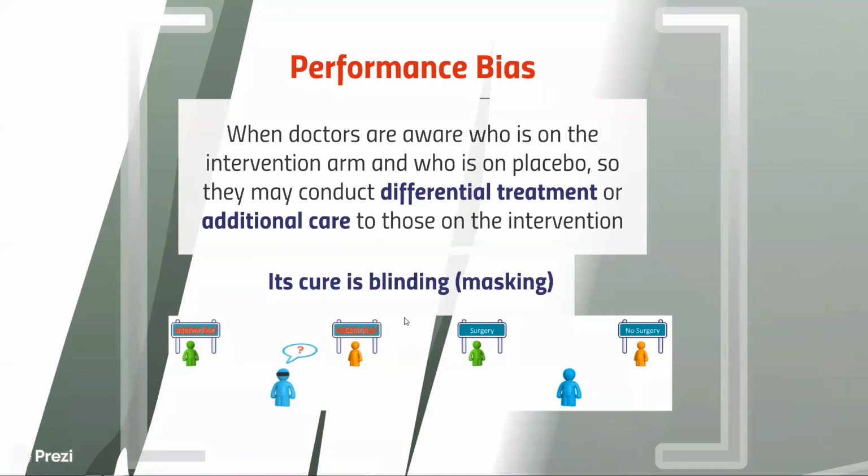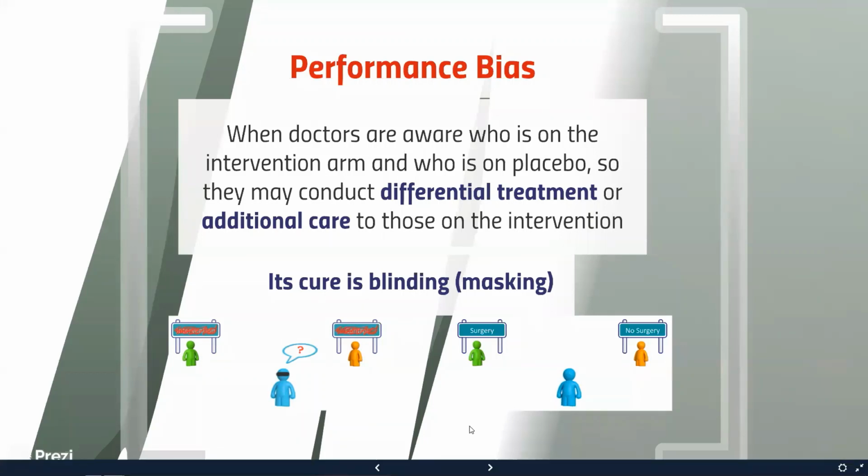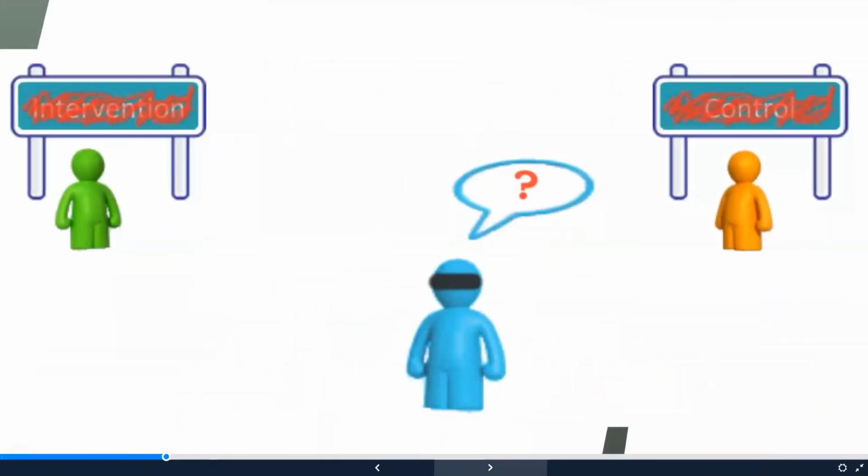When I go to these participants, I don't want to introduce performance bias. If I know that those people are getting the intervention and the others are not, I should do blinding. Exactly, I should be blinded. So the solution is that when I go to them, I don't know if those participants are receiving the intervention or the placebo. This way, I won't introduce any performance bias.